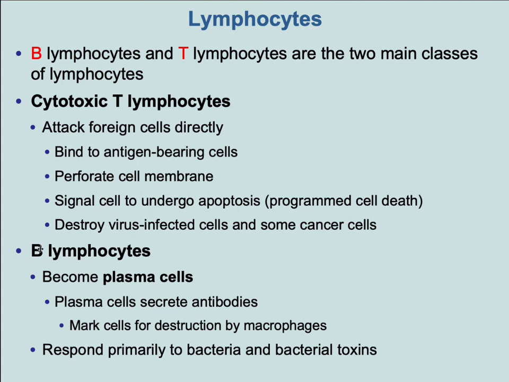On the other hand, B lymphocytes or B cells cannot attack directly. The way they act is through their secretion of antibodies after they become plasma cells. We're going to see that on the next page. These antibodies are then able to bind and mark those foreign cells. That tagging with the antibodies tells the macrophages to attack the cells that have been infected.